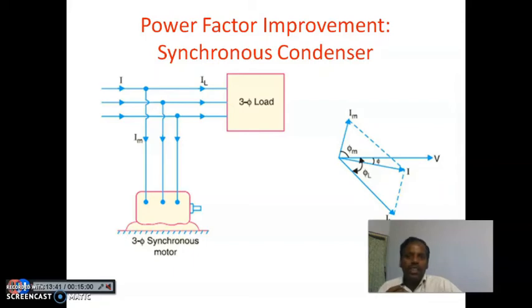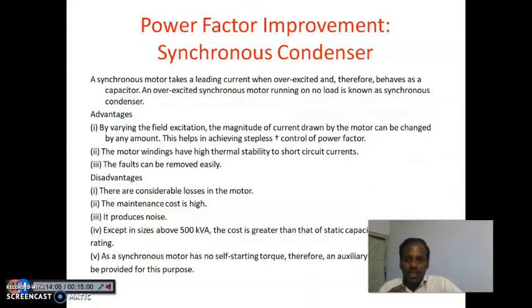Another component is the synchronous condenser. If you operate a synchronous generator with leading power factor, it acts as a capacitor. Then it is called a synchronous condenser, otherwise known as a dynamic capacitor. A synchronous motor takes a leading current when over excited, and therefore behaves as a capacitor. Simply, an over excited synchronous motor running on no load is known as a synchronous condenser.